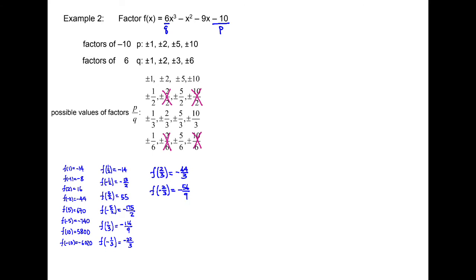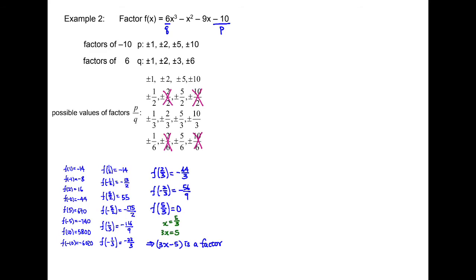So as you can see, I tried many different numbers until f at 5 over 3, which is going to be 0. So I know x equals 5 over 3. Multiply by 3 on both sides, and remove the 5 on both sides. Now I know 3x minus 5 is a factor. Once we have a factor, then we use synthetic division to divide it.